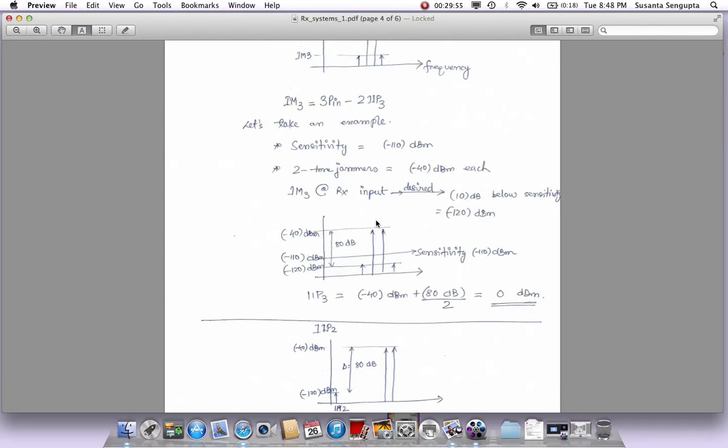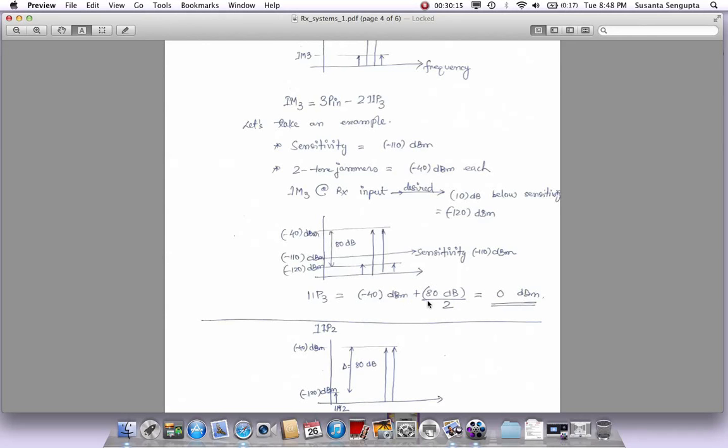Okay, and that would be actually, if you put it in this formula, there's a straightforward way to do it. IP3 is the jammer power plus, what is this delta? Delta by 2. This delta here in this case is the jammer power is minus 40 dBm. IM3 we want minus 120 dBm, so the delta is 80 dB. So that delta by 2. So this is the Pn plus delta by 2.